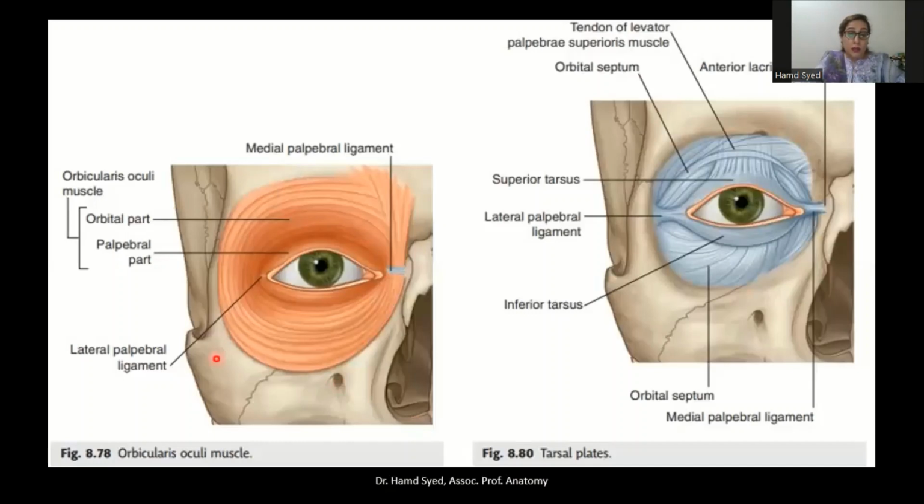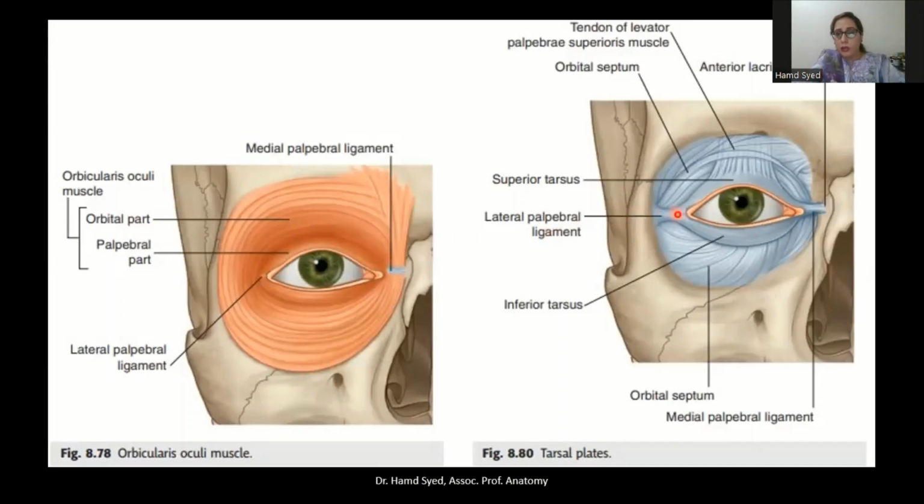Now here we can see these two diagrams. The one on the left is showing us the orbicularis oculi muscle, which I told you before is the skeletal muscle responsible for closing the eyelids. It has two parts. This part is the larger one, which is the orbital part, and then the smaller one, which is present within the eyelids, that is the palpebral part. So this is a circular muscle based on its shape, and it's a skeletal muscle. It is supplied by the facial nerve. Now on the medial aspect and on the lateral aspect, you can see the palpebral ligament.